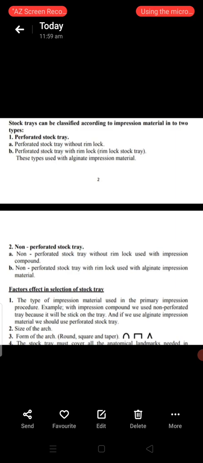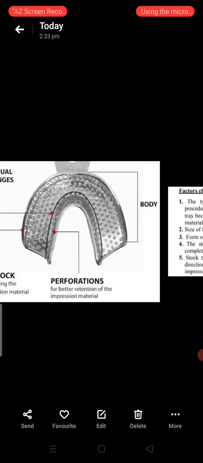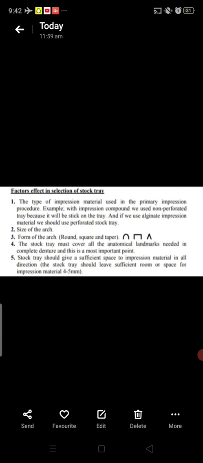Now come to the factors affecting the selection of stock tray. When we select a stock tray for a patient, which factors affect the selection? There are 5 factors. Number 1 is the type of impression material used in the primary impression procedure. For example, with impression compound, we use a non-perforated tray because it will stick on the tray. And if we use alginate impression material, we should use a perforated stock tray for better retention. When we use impression compound, we will not use a perforated tray. Second is the size of the arch.